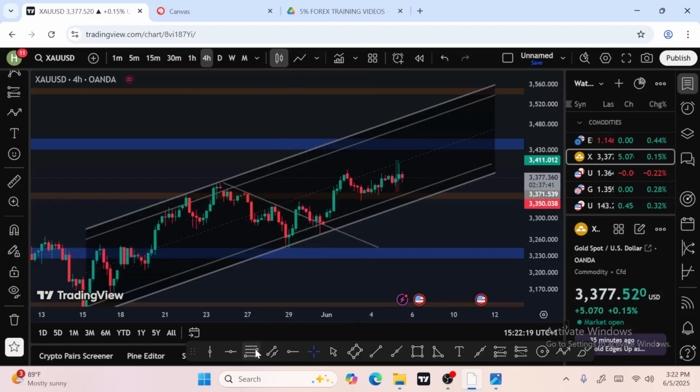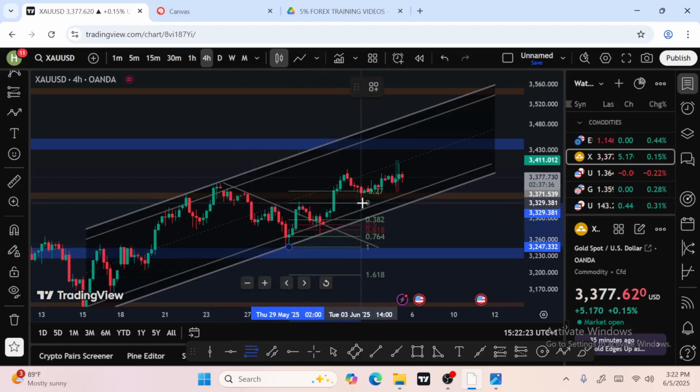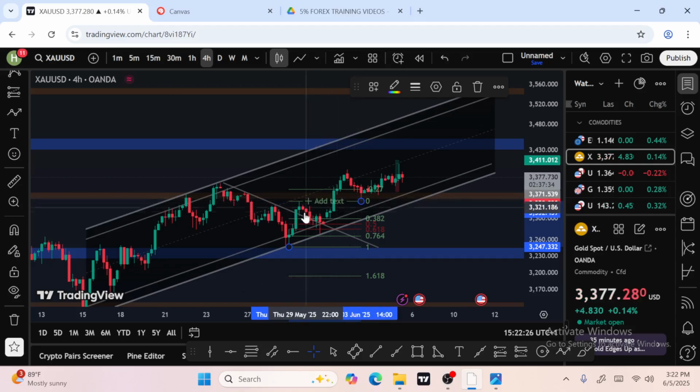What will you do? Take your Fibonacci from the lowest point to the highest point. You are expecting this retracement to come down in between 15 and 61.8. Did it come down to it? Yes. And it gave a pattern. Can you see the pattern? What pattern can you see there?